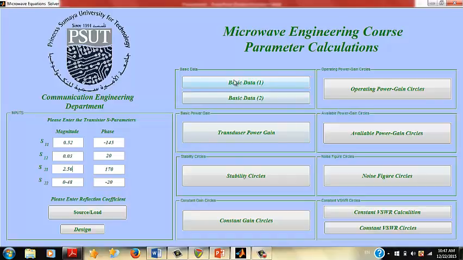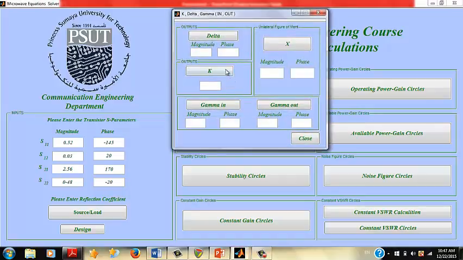Now we're going to press on the basic data to calculate the K, delta and gamma in the input and output of the stability circles. We find that K is greater than 1, so it's unconditionally stable, which means that the amplifier is stable within the Smith chart domain. Therefore there is no need to draw them.